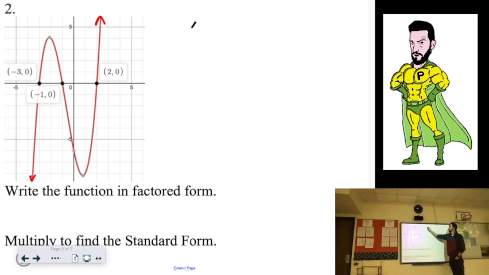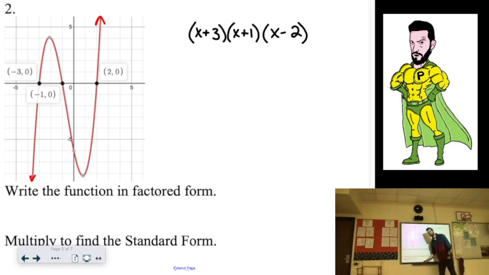But we'll have, for the negative 3 over there, that would show up as x plus 3. For negative 1, that would show up as x plus 1. And then for positive 2, that would be x minus 2. So here's the equation in factored form. But we have to multiply this out.